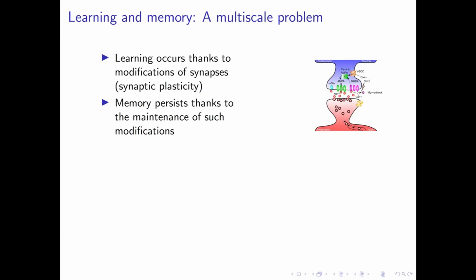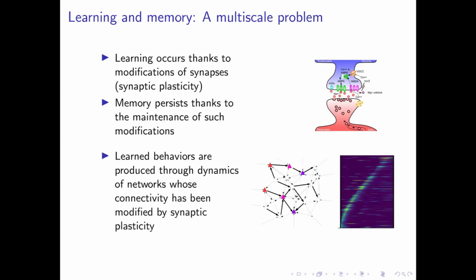However, to understand learning and memory, it is not enough to understand how synapses change their state, because learned behaviors are produced through the dynamics of very large networks whose connectivity has been shaped by synaptic plasticity. So we need to understand what's happening at the single synapse level. We need to build mathematical models that describe what's happening at this level, but we need also to understand how plasticity changes the dynamics of large networks.